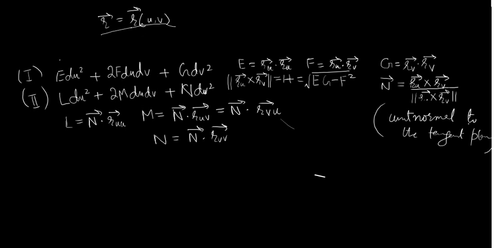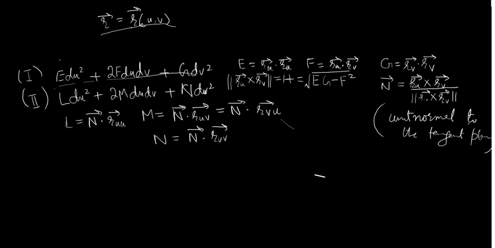And then we've got two quadratic forms in du and dv. The first one is E du² + 2F du dv + G dv², and the second one is L du² + 2M du dv + N dv². Now E, F, G are related to the surface by numbers which are evaluated at a point on the surface. E is ru · ru, F is equal to ru · rv, and G is equal to rv · rv.